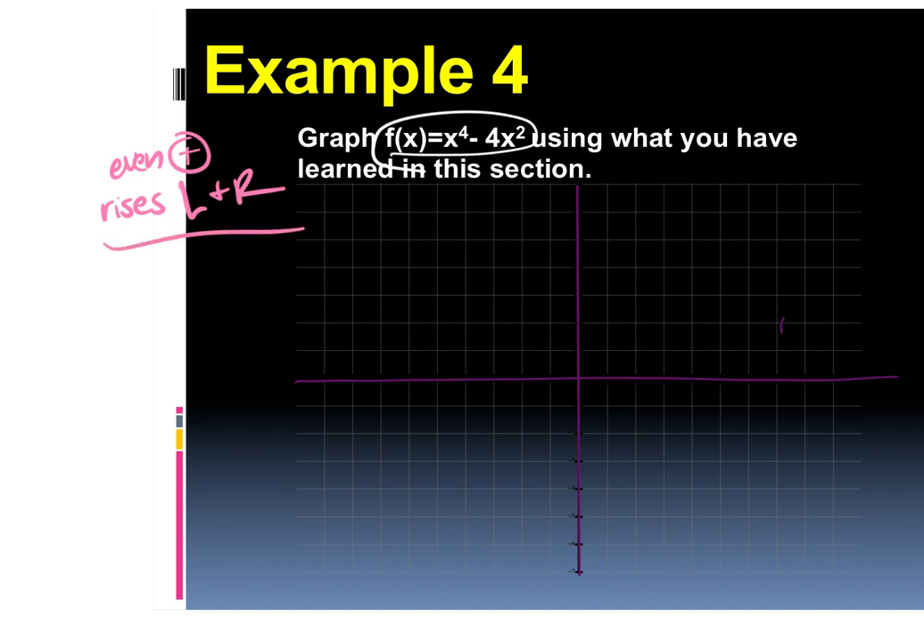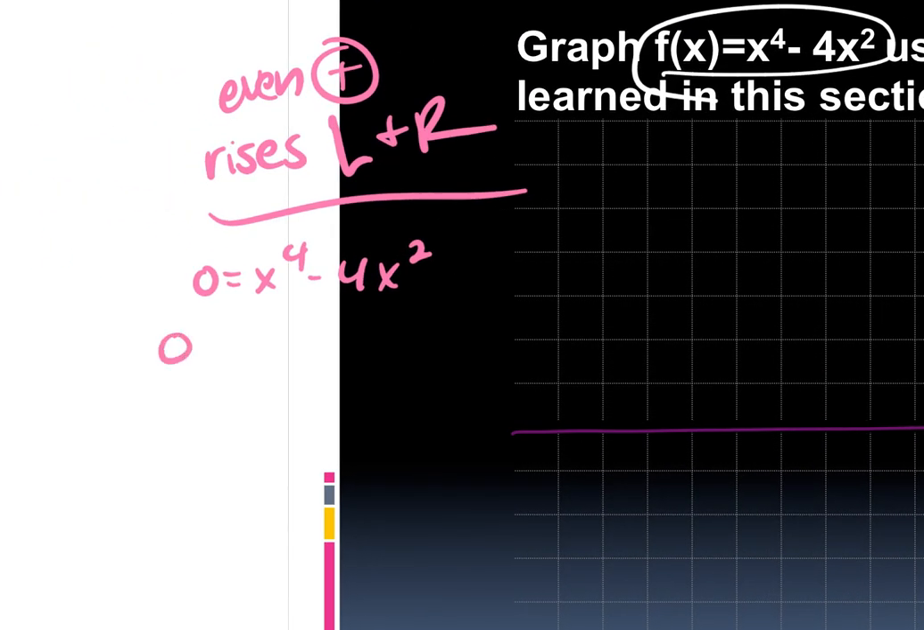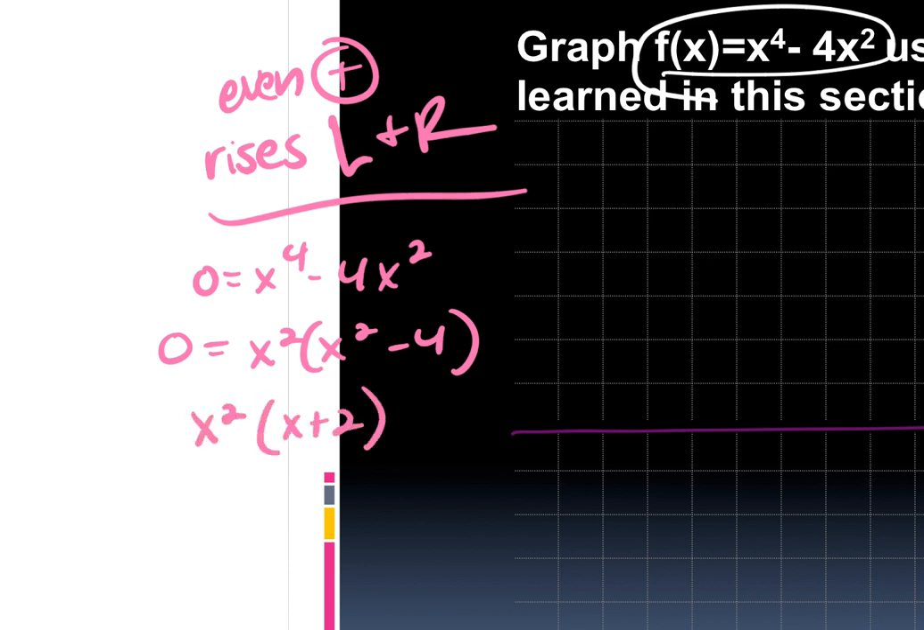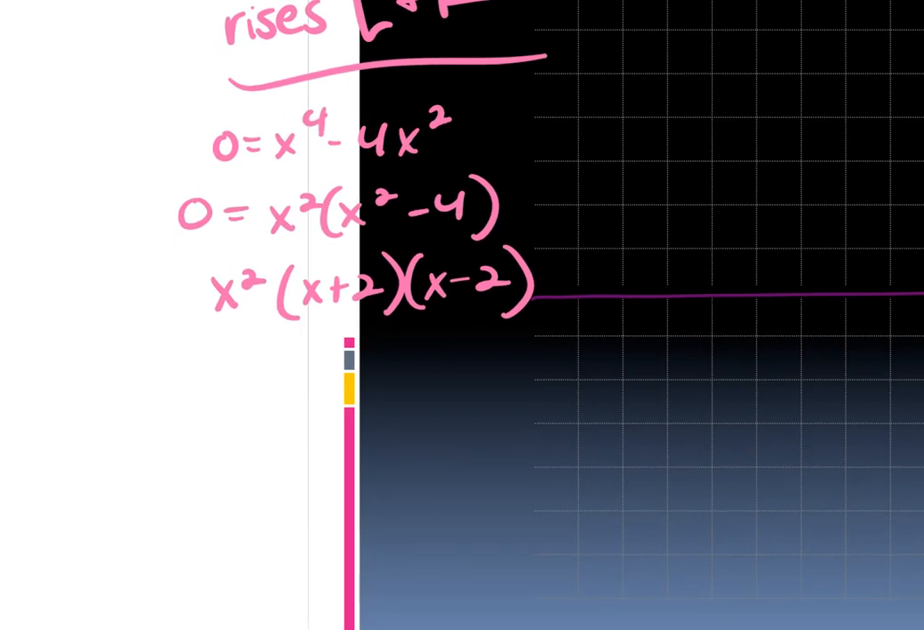Then I'm going to find my zeros. So I'm going to say 0 equals x to the 4th minus 4x squared. And I'm going to factor. Here I can take out an x squared, and I get x squared minus 4. And x squared minus 4 is the difference of two squares. So I get x squared times x plus 2 times x minus 2. And now I split and solve. I'm going to set this equal to 0, this equal to 0, and this equal to 0.